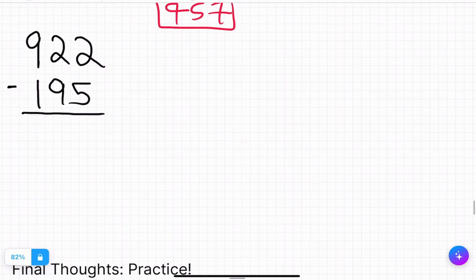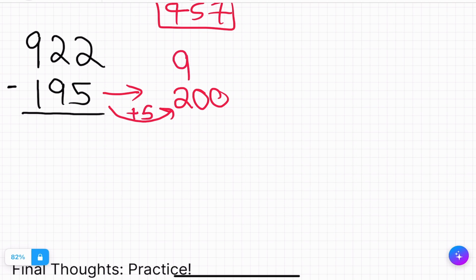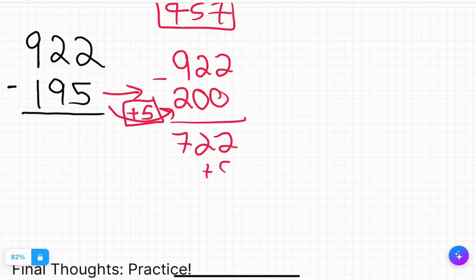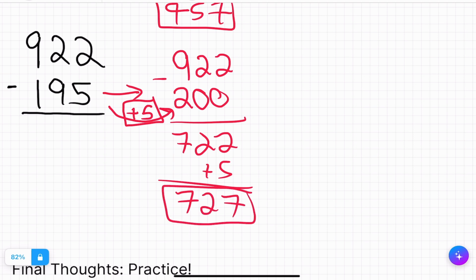Okay, what about 922 minus 195? Again, we're going to round this to 200. In order to get to 200, we added 5, so we need to note that right now. And then we'll write 922, and we can subtract very easily. 922 minus 200 is 722, and we have to be careful. We have to add our 5, and we get 727 as our final answer.